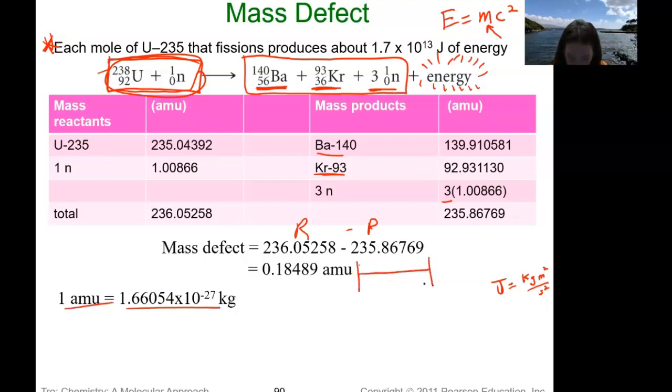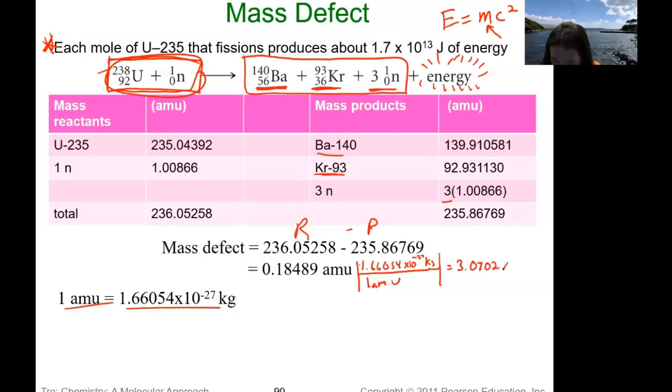So 1 AMU, and I'm going to show you where these conversions come from in just a second, is, oh my gosh, 1.66054 times 10 to the negative 27 kilograms. By the way, you don't need to write this down unless you want to, because I'm going to show you a faster way to do it, but I just wanted to show you proving this was true. Okay. So I did these equations twice, so hopefully my numbers are right. 3.0702 times 10 to the negative 28th kilograms. Right, so that's the conversion I used to get this, and I got this in kilograms.